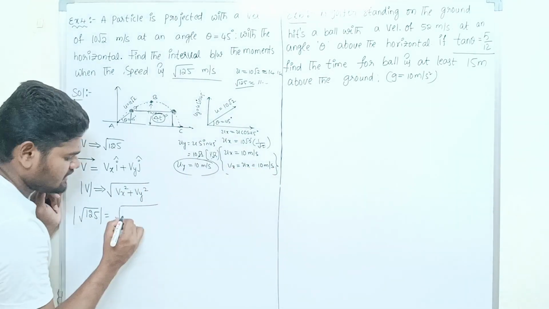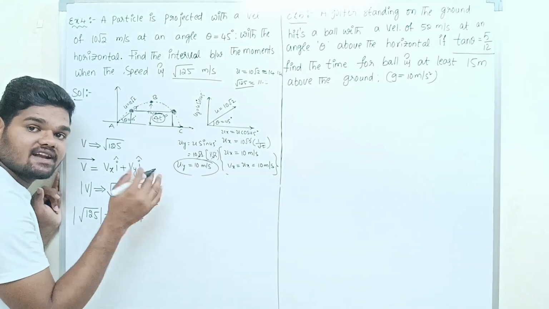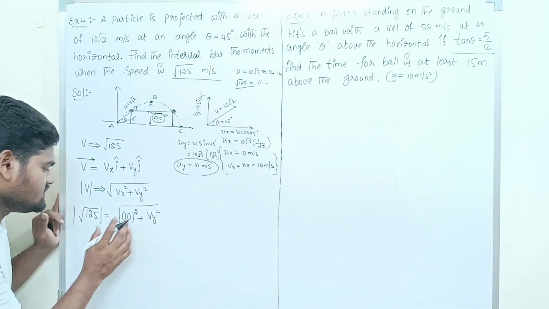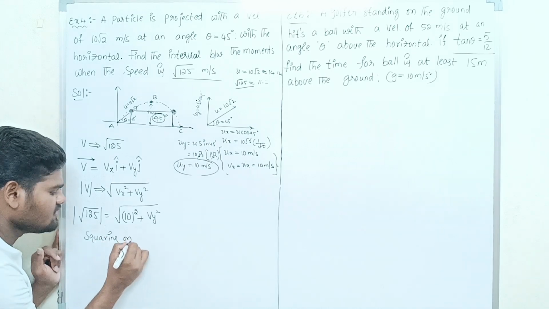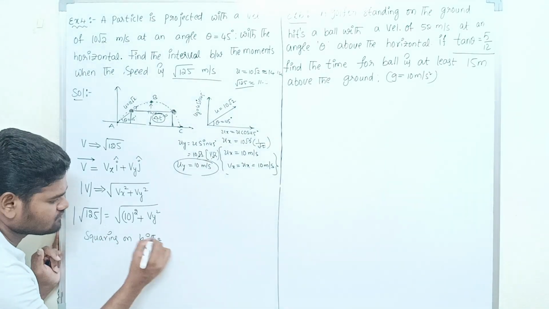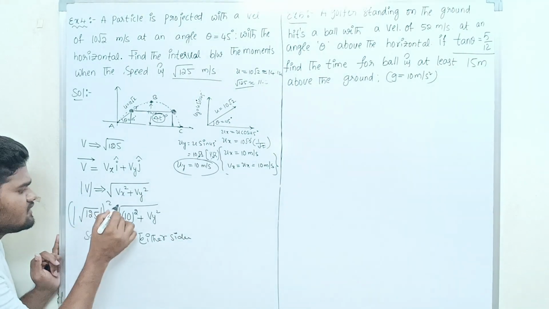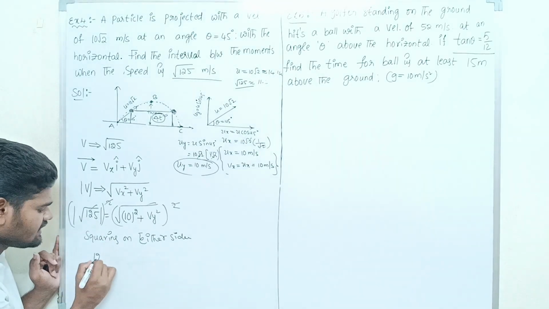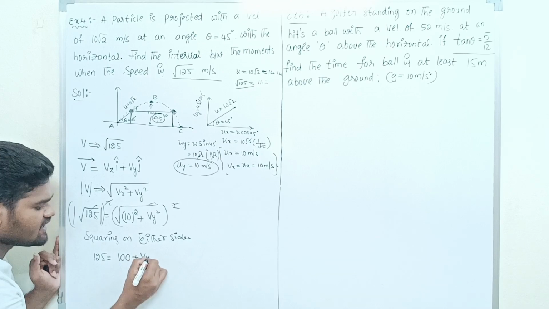So root over 125 magnitude is equal to the square root of Vx square plus Vy square. Vx value is how much more? 10 meter per second, whole square, plus Vy square, since the final velocity we don't know at the given point. I'm just squaring the above equation on either side. The square root cancels, so 125 is equal to 10 square, 100, plus Vy square.